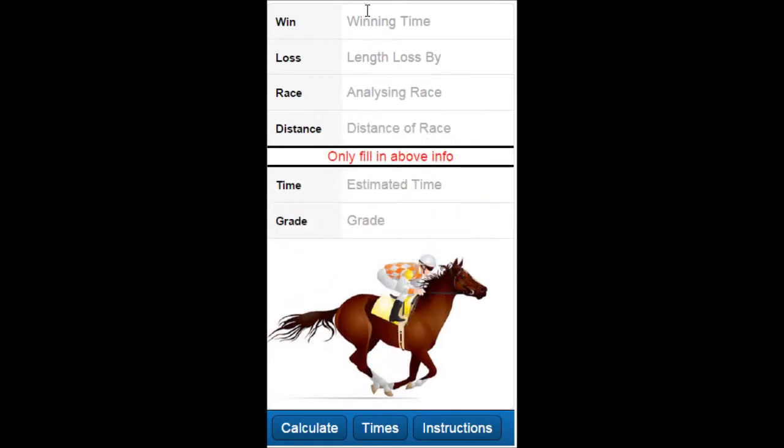First one is 109.40. With 6 furlongs, and the distance of the race is 7. See what he grades out at. 103.05. Great time. The estimated time is 121.31.